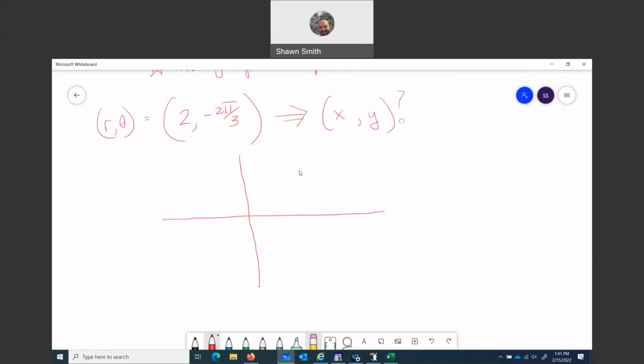All right, so negative 2 pi over 3. That's clockwise rotation. That puts us in quadrant 3, 120 degrees out, right? Like this from that direction. r is positive, so we know we're 2 units down on that terminal side. All right, so our x, y that we get, we better get a negative x and a negative y, right? To put us in quadrant 3.